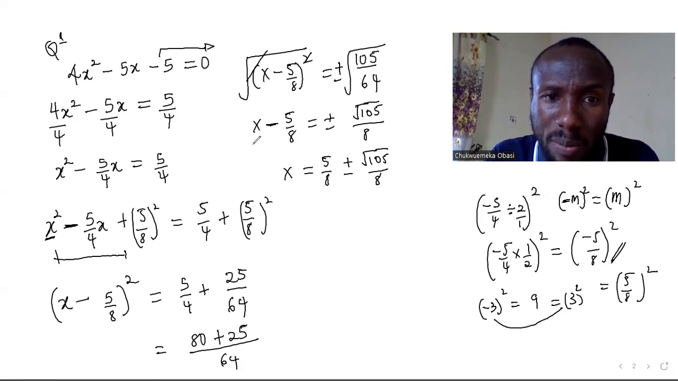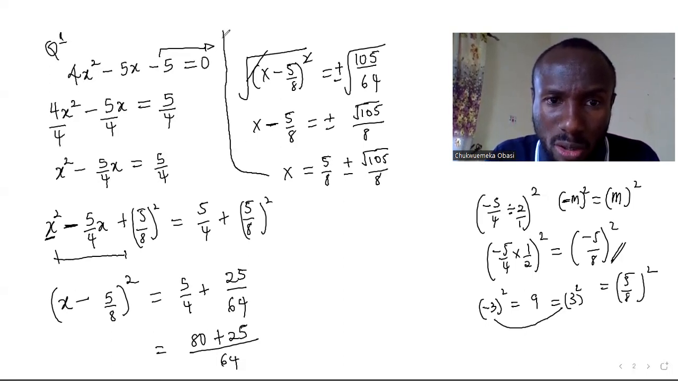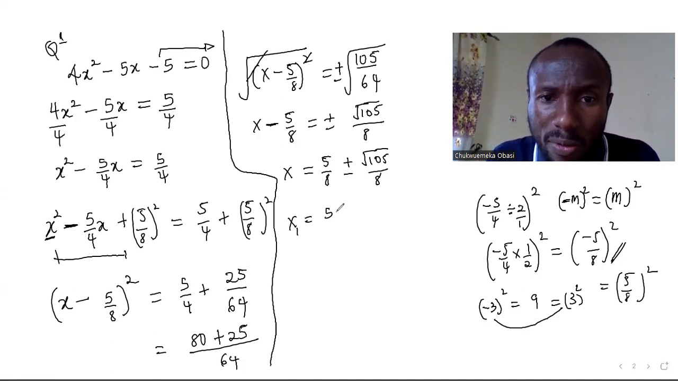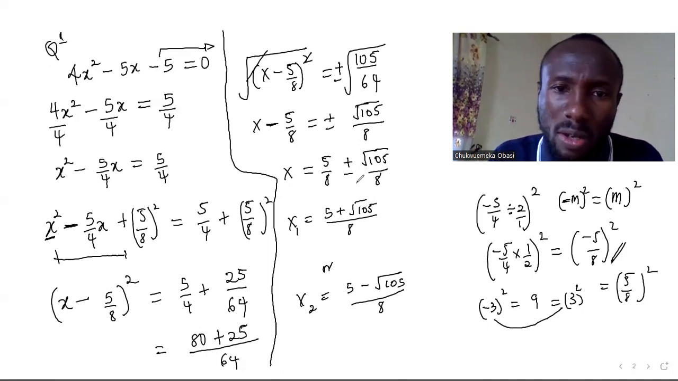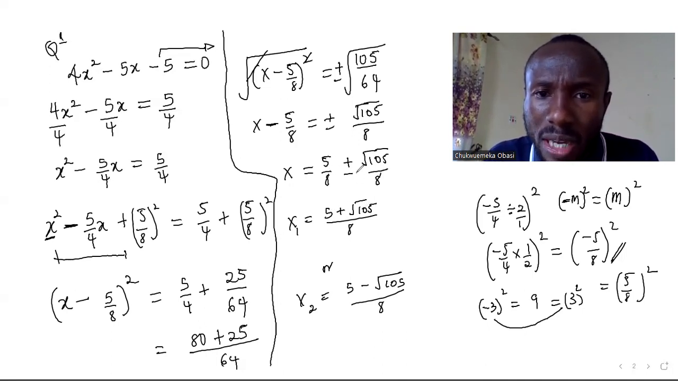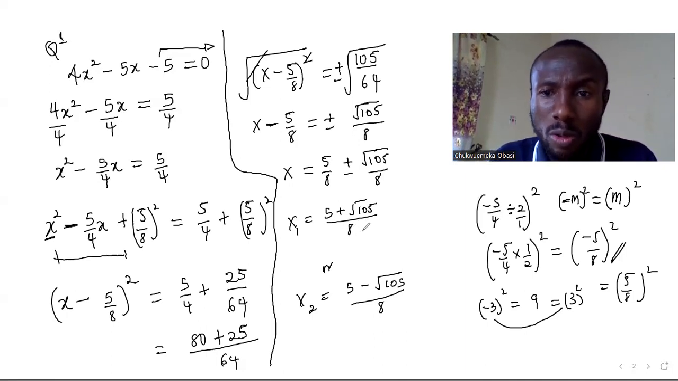Now you can go ahead and simplify. Let me put up a line here just for clarity. So here x1 now becomes 5 plus root 105 over 8, or x2 is the same as 5 minus root 105 over 8. So this is the value of x. You can put these in a calculator and get the result. Of course, everybody over 8 is the same as just taking a single denominator to be 8. So that is how we are going to solve our first problem.